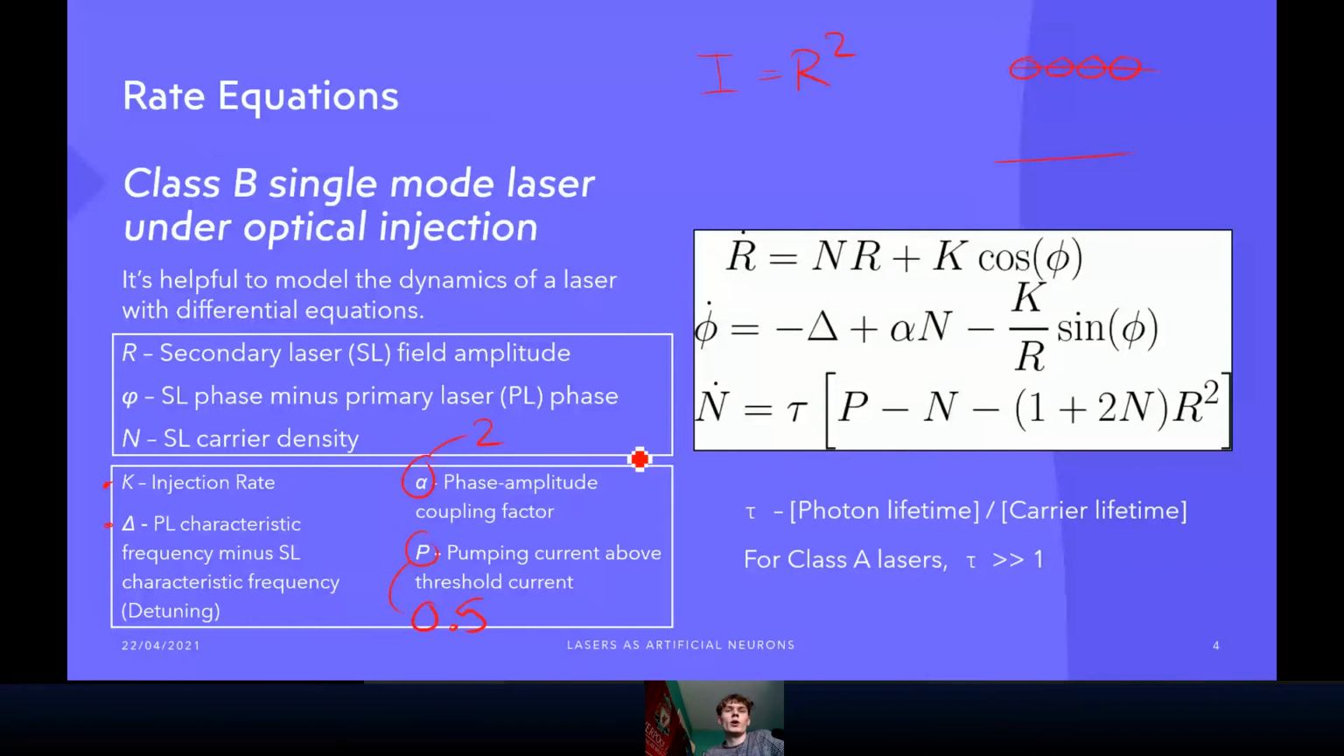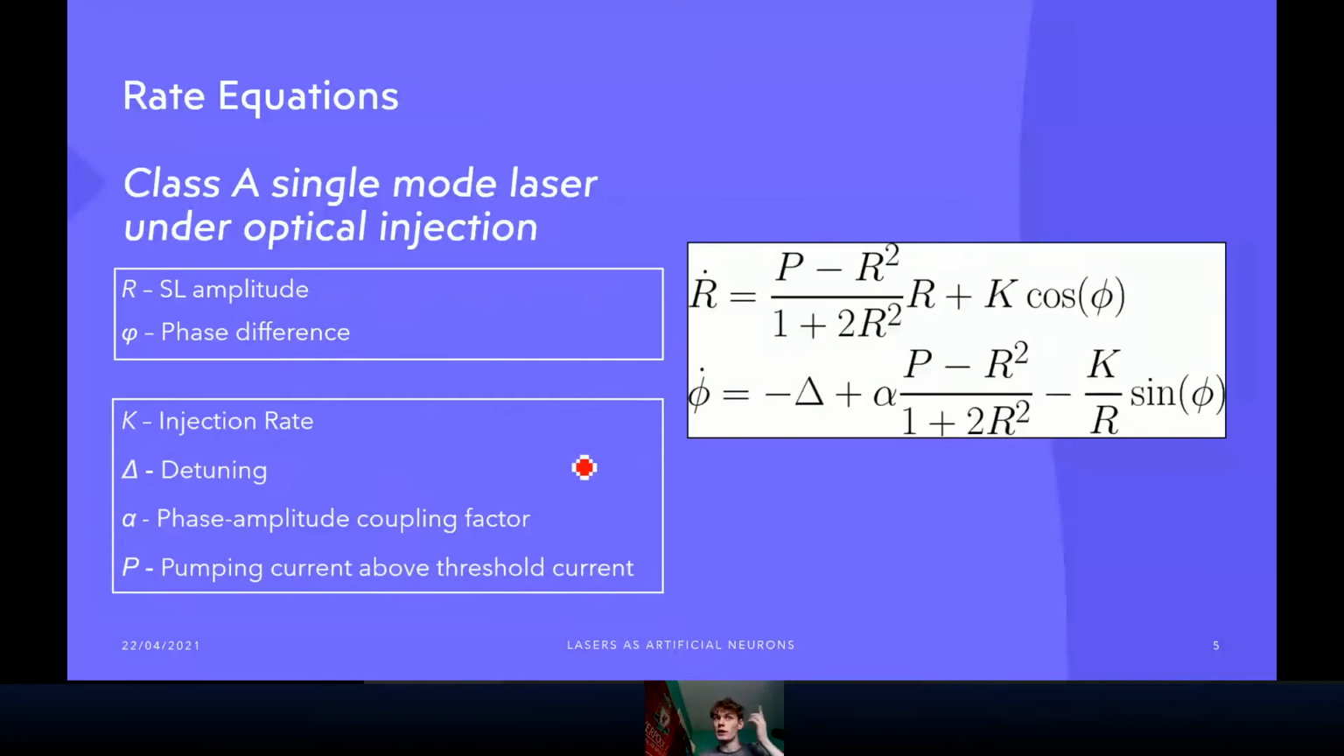It turns out if they're small enough to not matter, we can just take the class A limit, which means the carrier lifetime is really short. So we never run out of carriers and tau gets big. If I divide across by tau here, I have this equation equal to approximately 0. I solve for N, adiabatically eliminate it, and it's gone. We never need to see it again. And so here are the class A laser equations for optical injection.